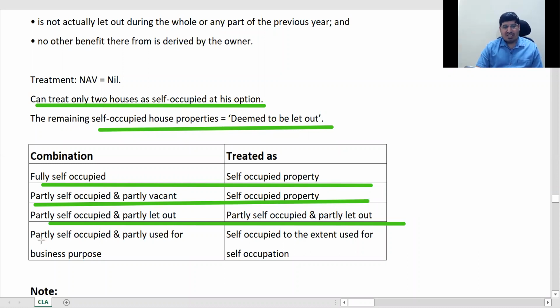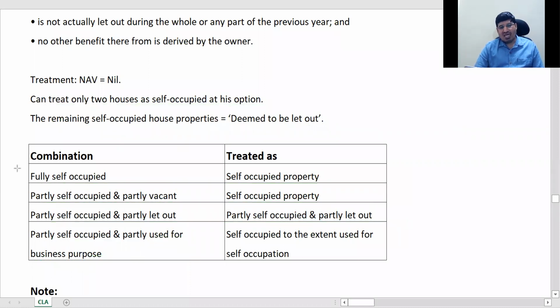Now this last one is partly self-occupied and partly used for business, same like that. So whatever you are using for whatever purpose will be considered for that purpose. But if you have one house and you have given it for rent for some period, then you will not get the benefit of self-occupied house property. That is the only thing.